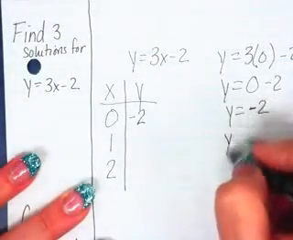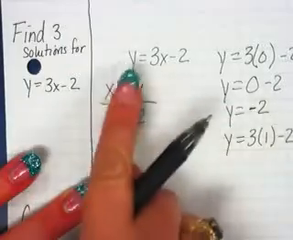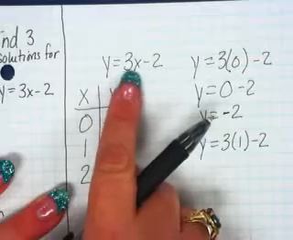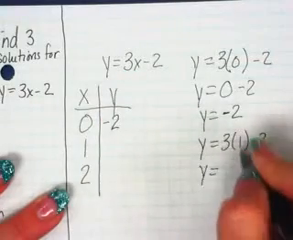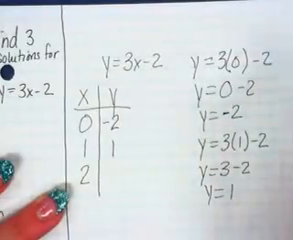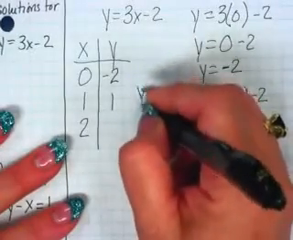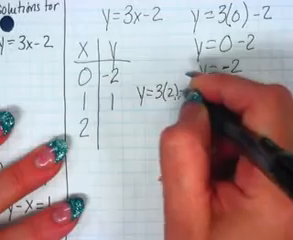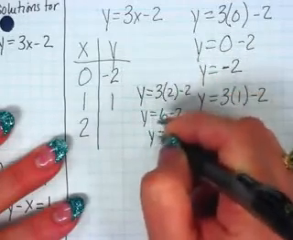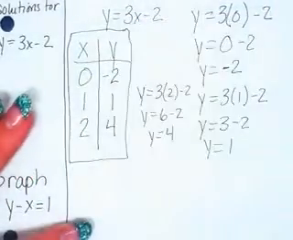Now we move on to, what if it's 1? 3 times 1 minus 2. So again, we're going back to the original problem. Sorry about that. Going back to the original problem, and we're adding the 1 in for x. So we get 3 minus 2, y is 1. All right, our last part here, and I'm going to fit that right here. What happens if the x is 2? So 2 times 3 is 6 minus 2, y equals 4. So again, we now have 3 solutions for that problem.